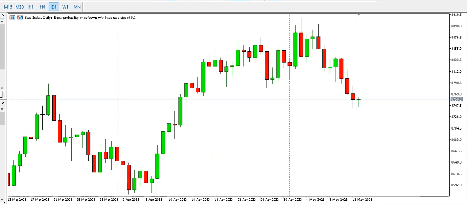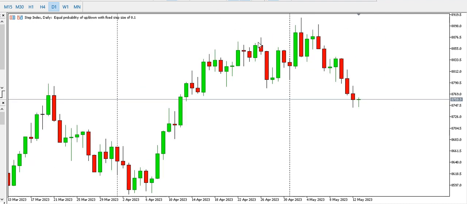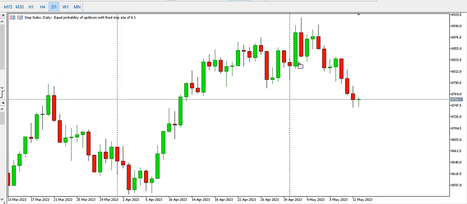Let's look at Step Index on the daily time frame. This is the daily time frame of Step Index. We can see on the daily time frame, can we call this a double top? This is the first top, this is the second top.